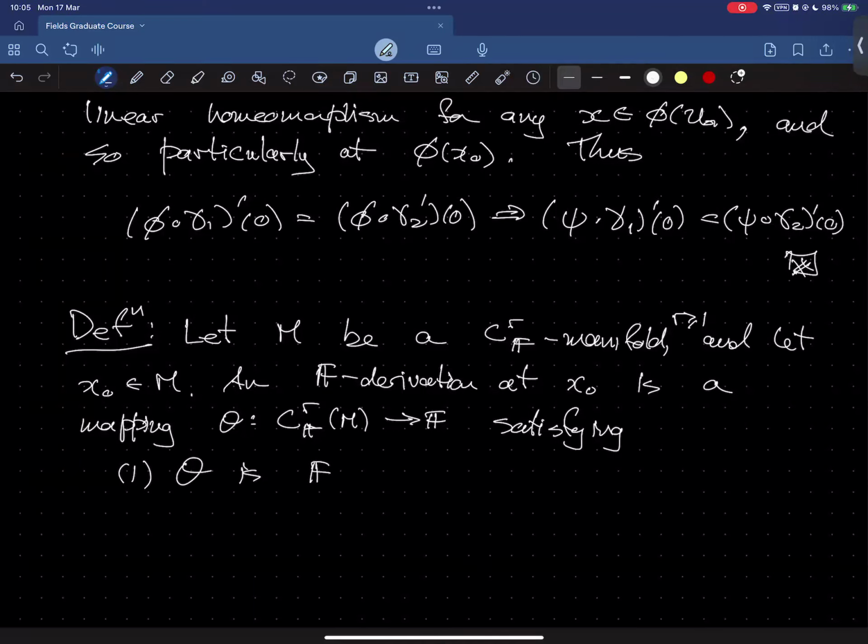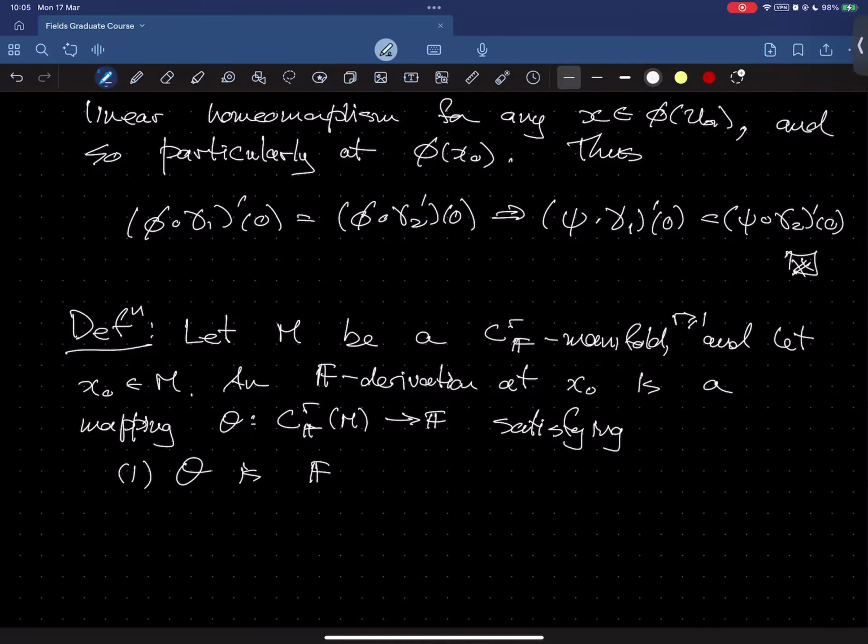Okay, so theta of fg, if I take two functions and multiply them, it's f of x naught theta of g plus theta of f times g of x naught, right? So this is a product rule, right? So you fix f and you apply the derivation to g, and then you fix g and apply the derivation to f. Okay, so there's an evaluation at x naught that's happening here too. So that's why these are derivations at x naught.